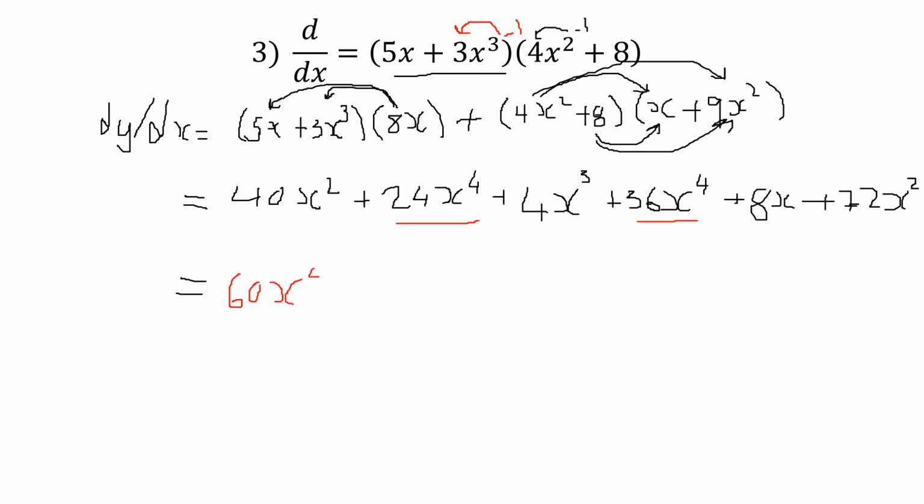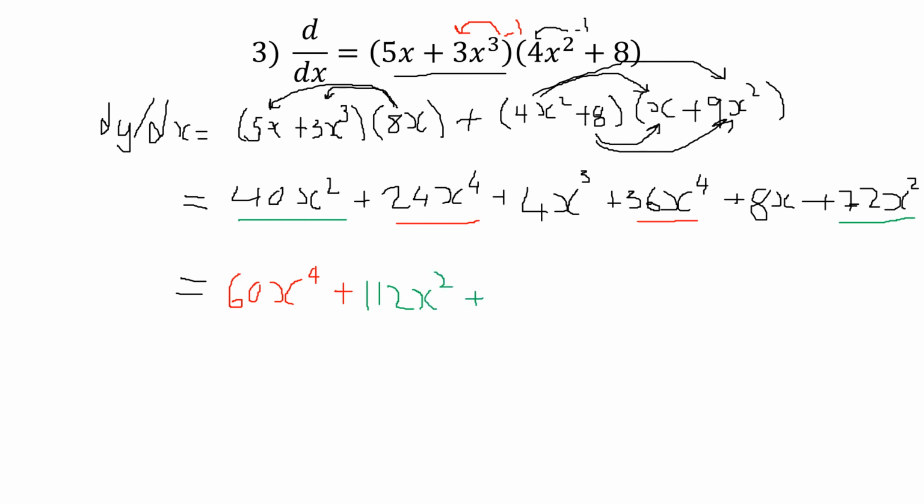Good? Plus, I'm looking for the second highest degree now. After 4, in this case, we have 2. So we have 40x squared here, and we have 72x squared here. If we add these two again, we get 112, I think, subject to correction from my maths. So 112x squared.